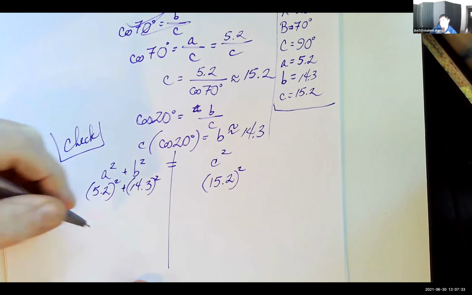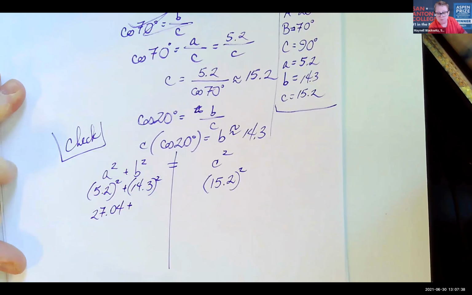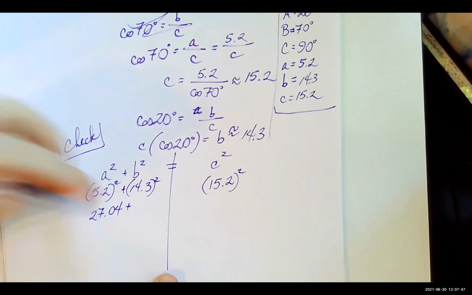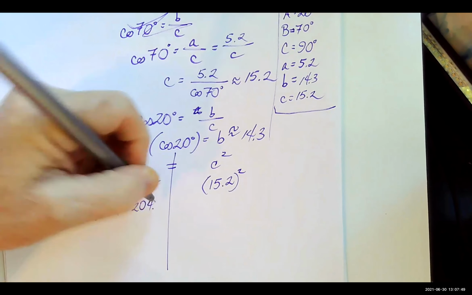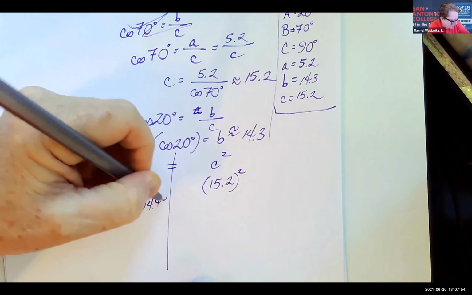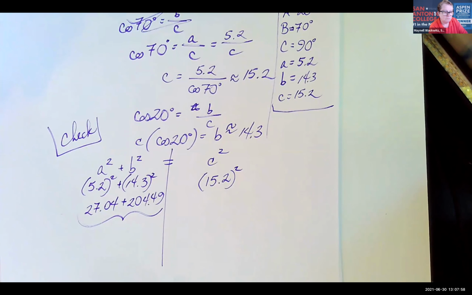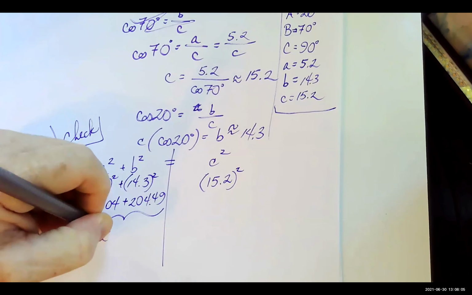It's 27.04. All right. And 14.3. Two hundred and 4.49. What was the decimal? 49. All right. And what do we get when we add those? $231.53.